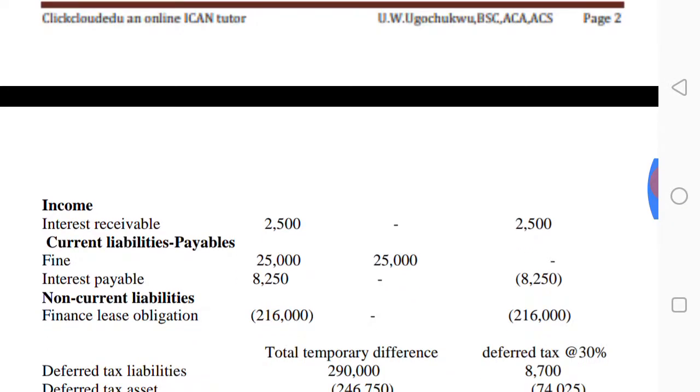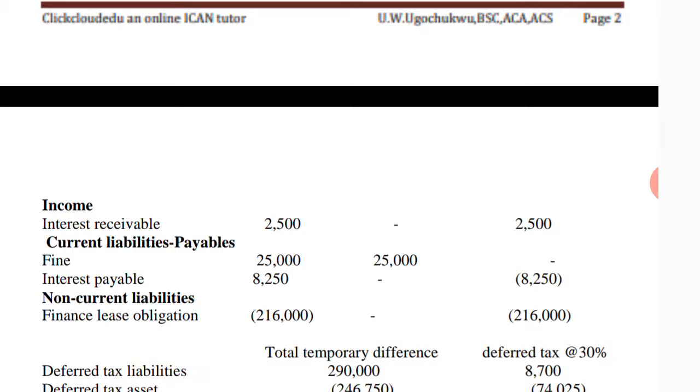So a fine is not allowable. It will not be allowable as an expense, never. So in any day, there is no temporary difference for fine. That is why we had the 25 million added back in our tax base, so that there won't be any temporary difference. The interest payable will also be recognized when there is actual cash payment.